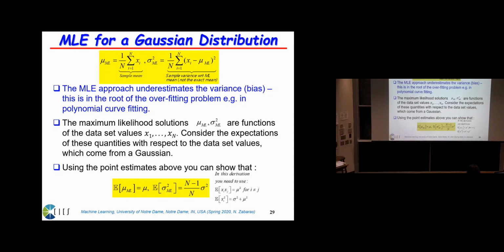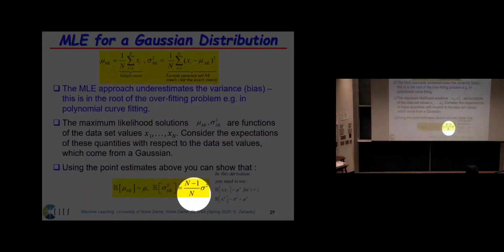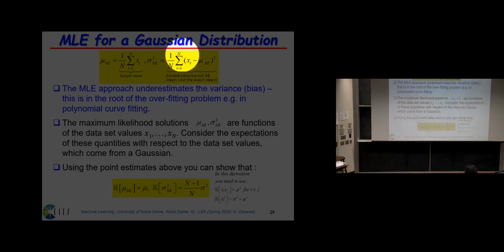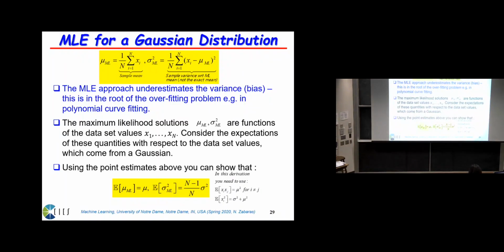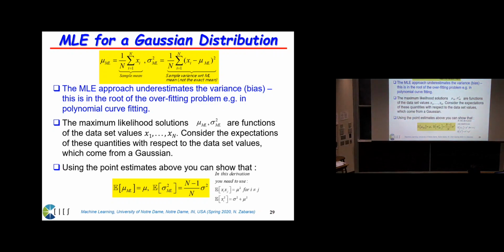So the MLE estimate of the variance is a biased estimate. It is not equal to the true variance, as you can see from this expression here. And by the way, the only thing that you need to prove this is what I just mentioned before. I give you the two equations, you look at them, and you see that there is really no algebra needed.